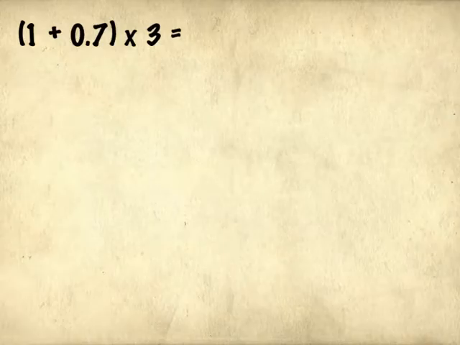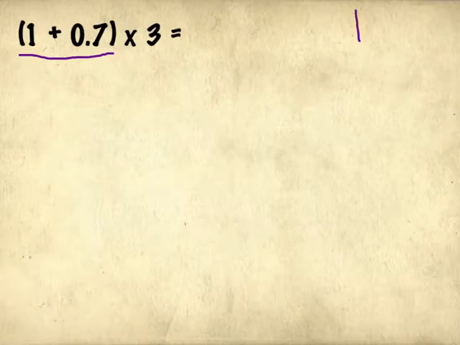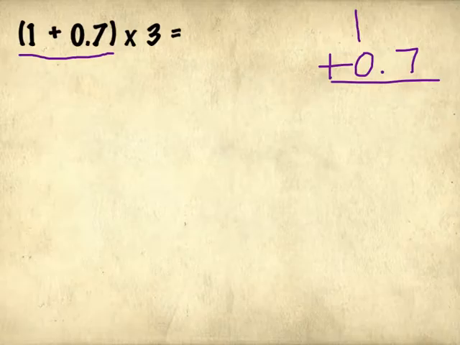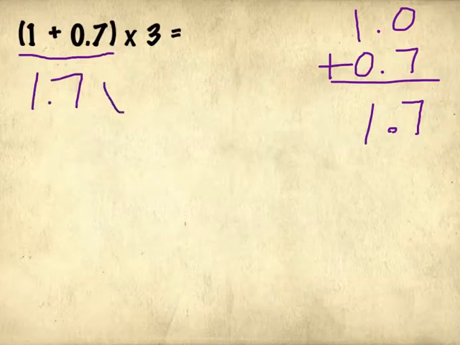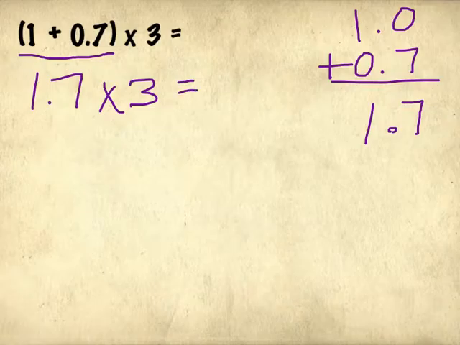So here we go. I'm going to start with the brackets, which is right here. So 1 plus 0.7, I could either do that on a calculator or I could just add it. Now remember, if you're just adding it, you need to line up your ones and your decimals. 1 is the same as 1.0. So this is going to equal 1.7. So I'm going to get 1.7 times 3 equals, and I could use a calculator for this, but I'm just going to show you how to do this anyway.